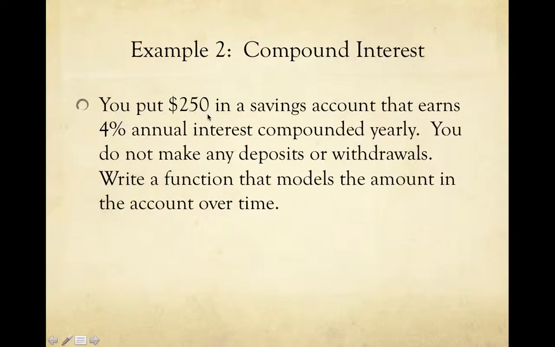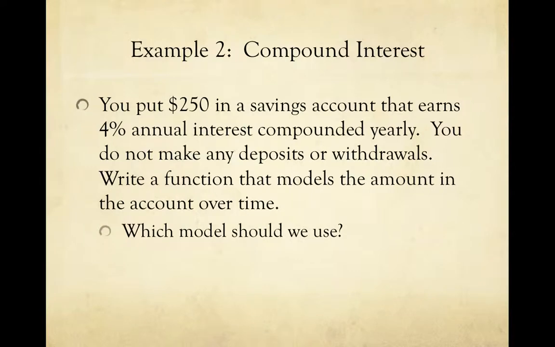You put $250 in a savings account that earns 4% annual interest compounded yearly. You do not make any deposits or withdrawals, so you're just letting it sit there and do its thing. Write a function that models the amount in the account over time. Okay, so again, let's go through those 3 questions that we did in example 1.